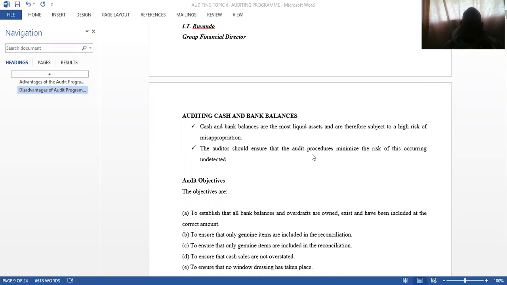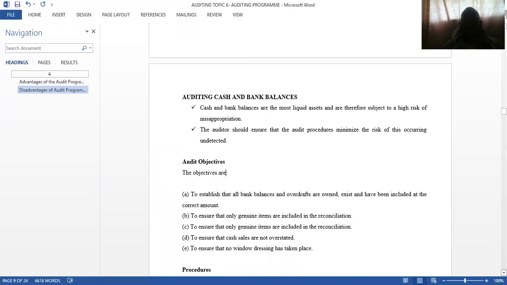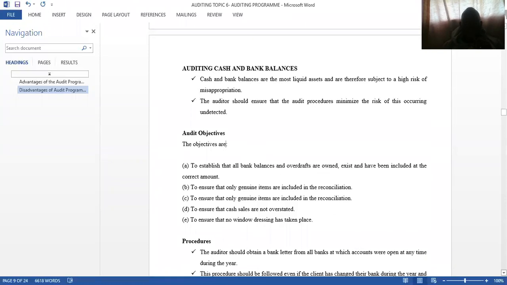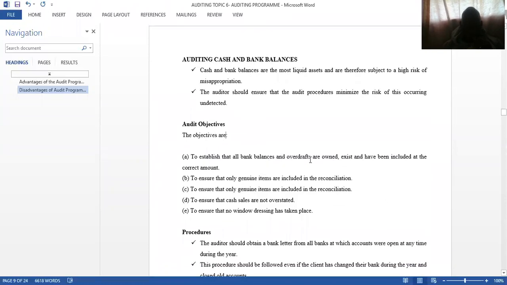The auditor should ensure that the audit procedures minimize the risk of this occurring undetected. Therefore, the audit objectives will be as follows as far as cash and bank balances are concerned. To establish that all bank balances and overdrafts are owned, exist, and have been included at the correct amount. What this statement means is that if, for example, it is a bank balance, it should actually be in the bank. We confirm from the bank that that particular balance is being reflected in the business.